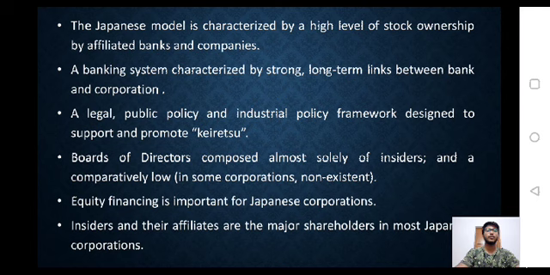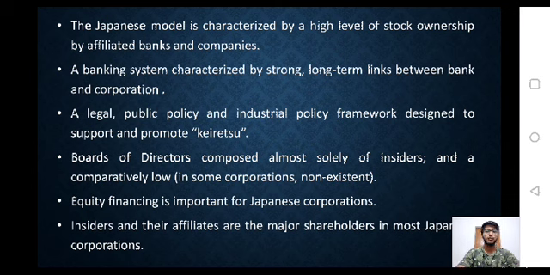The Japanese model is characterized by a high level of stock ownership by affiliated banks and companies. So the main key players according to the Japanese model of corporate governance are the banks and the companies. The Japanese model is one of the most important models of corporate governance. It follows a banking system that has strong long-term links between the bank and the corporation.